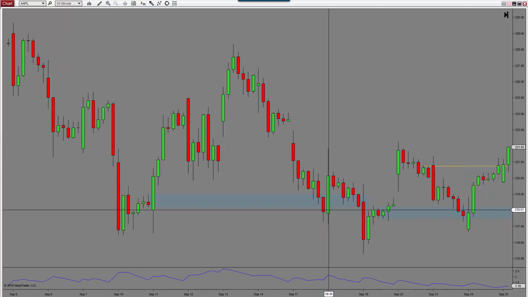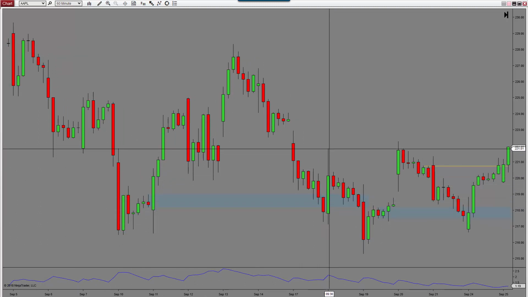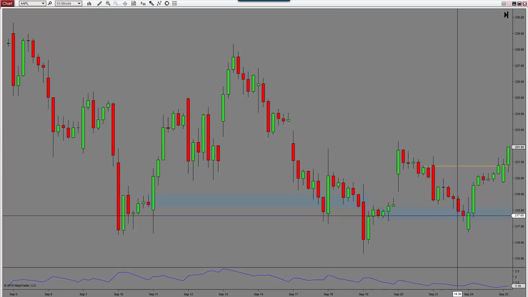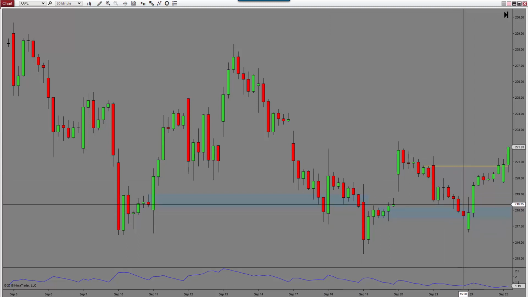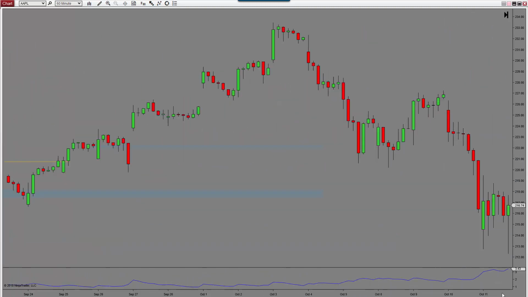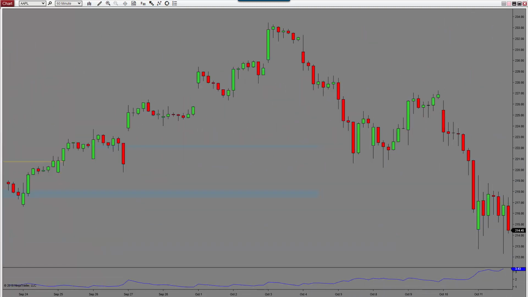Would have had a, nope, actually I would not have had an entry here because it would have been above this green candle. And then I would have had an entry off this candle right here, and that would have been a nice winning trade. And that would have been it.